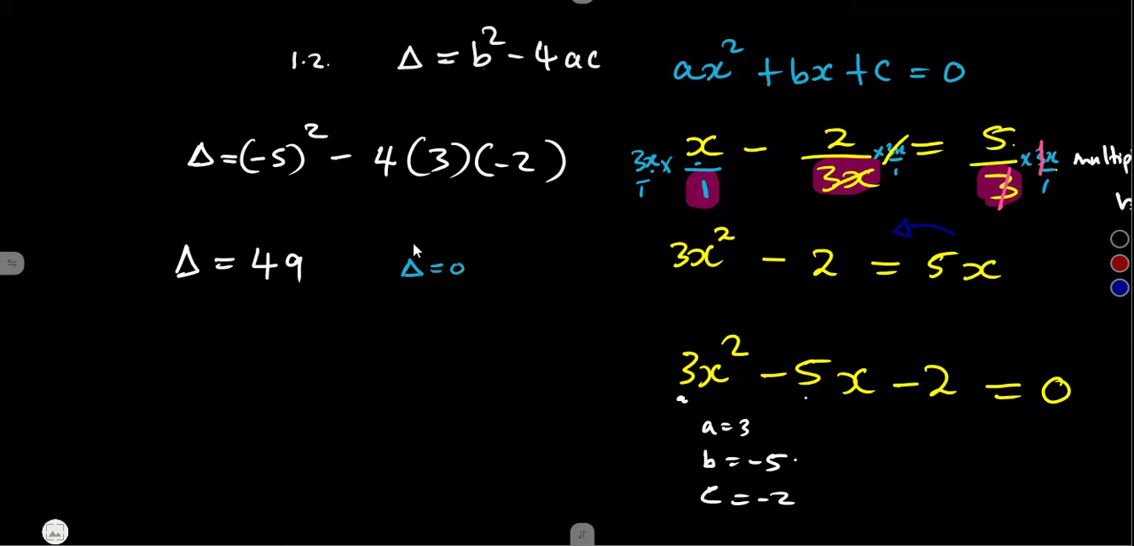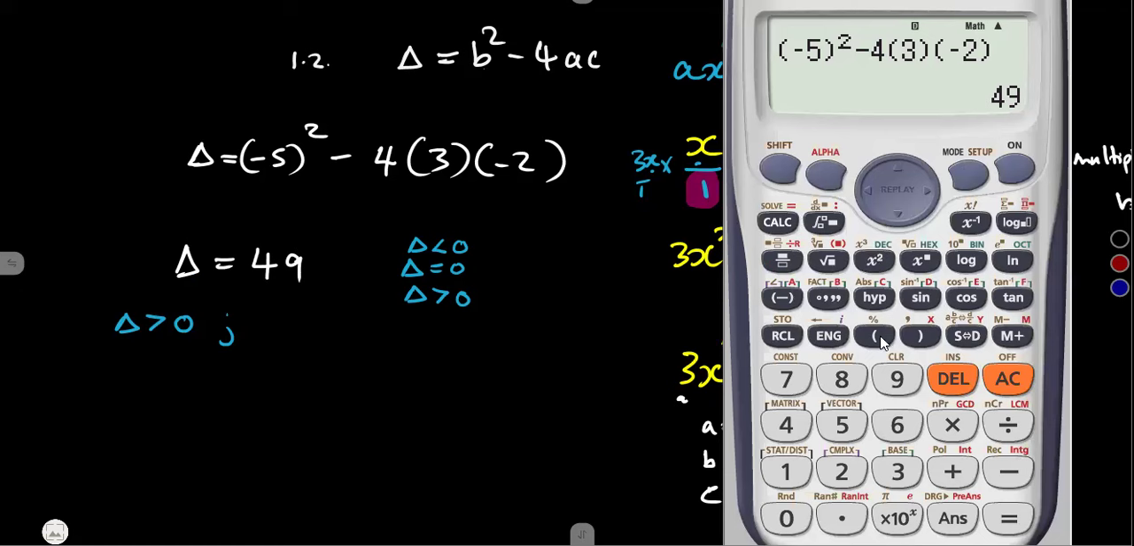Starting from 0, we are going to have a number that is less than 0, or a number which is greater than 0. So in our case, we can see that this delta is a number which is bigger than 0. It is greater than 0, not equal to 0. But not just that, you are supposed to test this to see, is it a perfect square? If in case you do not know your perfect squares, how do you test? Just introduce the square root on your calculator, square root of the answer.